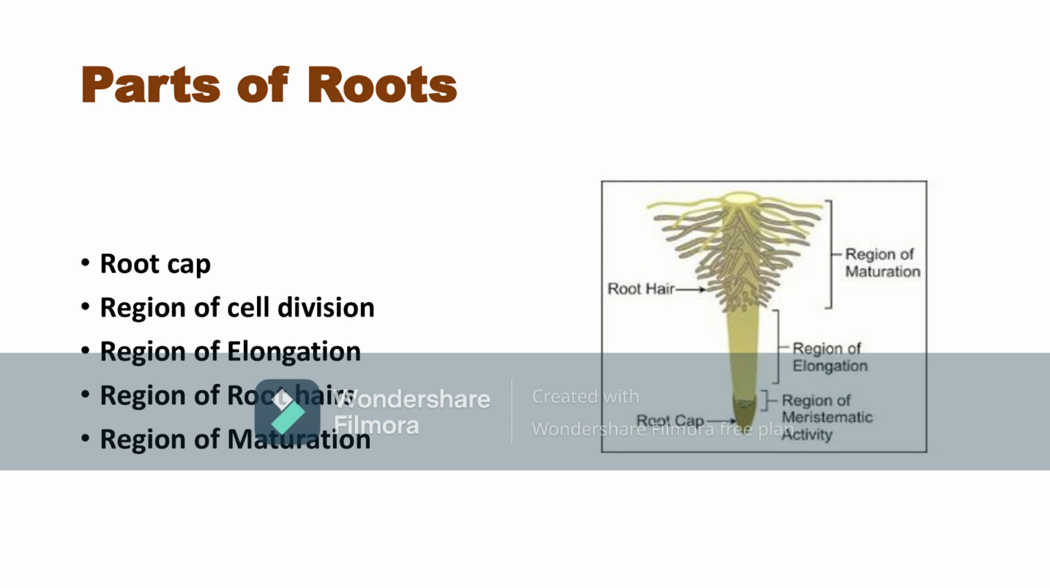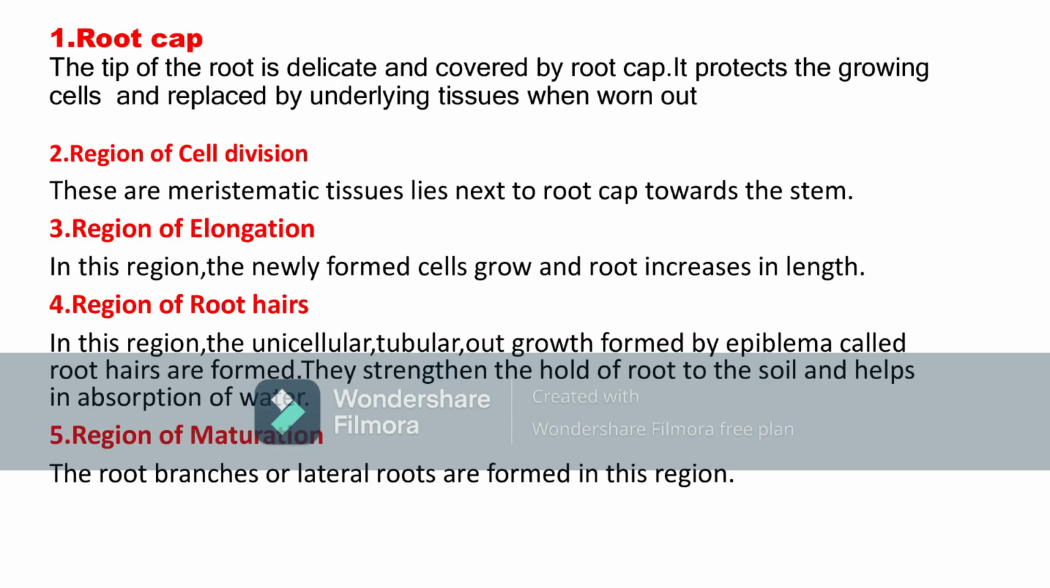Parts of roots. Roots consist of the root cap, region of cell division, region of elongation, region of root hairs and region of maturation. Now we'll see the parts of roots in detail. Root cap: the tip of the root is delicate and covered by the root cap, which protects the growing cells and is replaced by the underlying tissues when worn out.